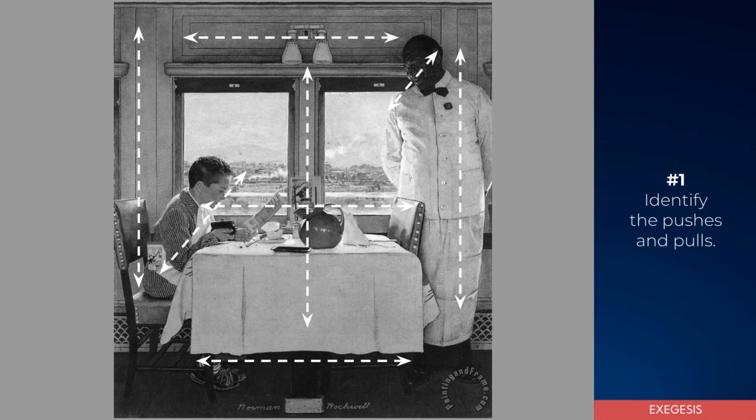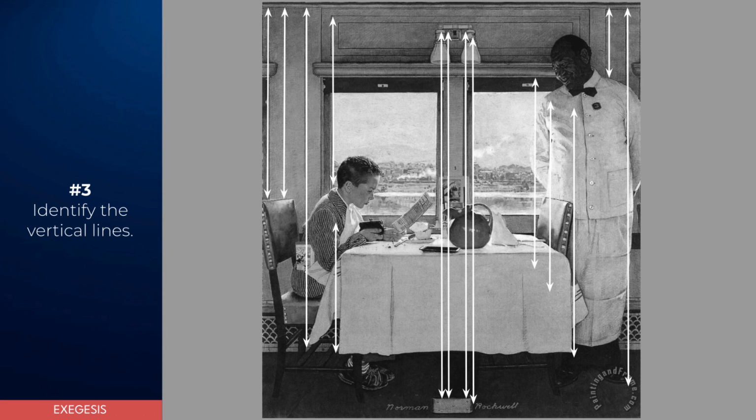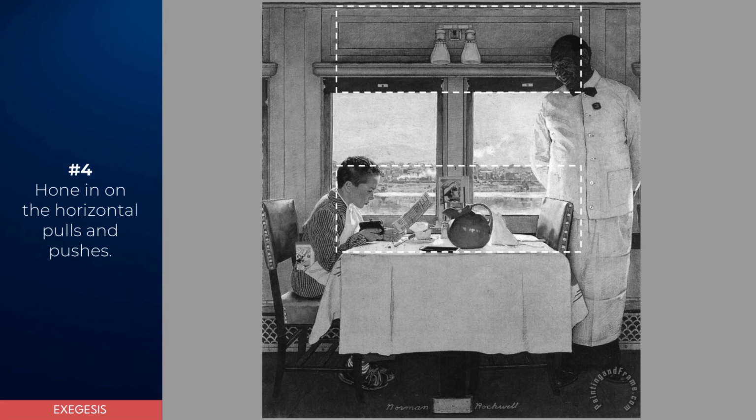Now, isolate these design elements in your mind. Or if you've got a printed version, grab some tracing paper or draw boxes around the areas where you feel this movement. Inside these boxes, identify the vertical lines. Next, do the same for the horizontals.